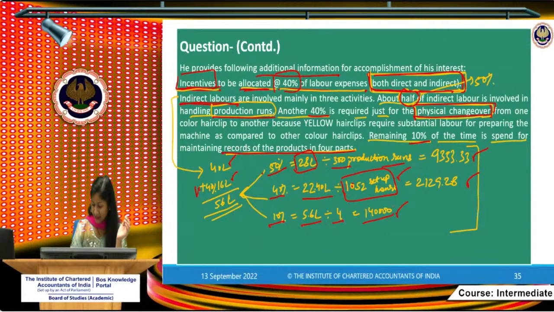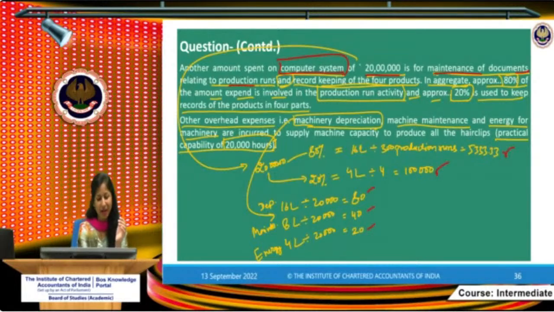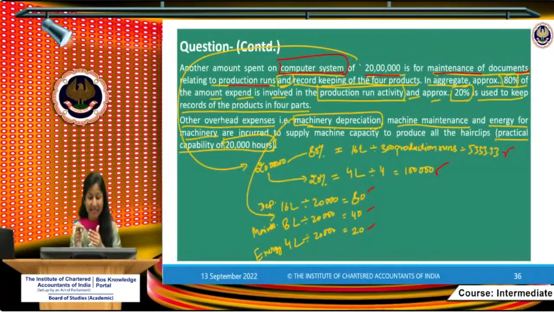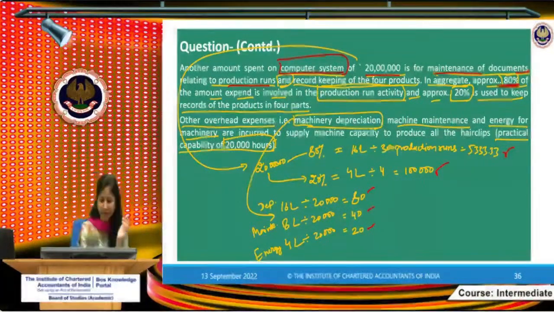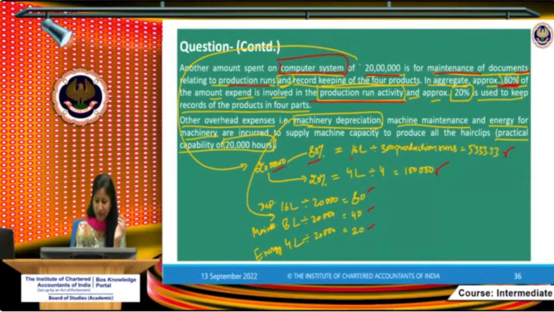Next indirect expense was the computer system of 20 lakh. It was used for maintenance of documents relating to production runs. Documents relating to production means how many times the production is running, the documents are maintained separately. So if there are 300 production runs in total, documents are maintained in 300 different records. So it would be divided by 300 production runs. For the percentage this computer system is used for, 80% was used for production run activity. So 80% of 20 lakh comes to 16 lakh, divided by 300 production runs comes to 5333.